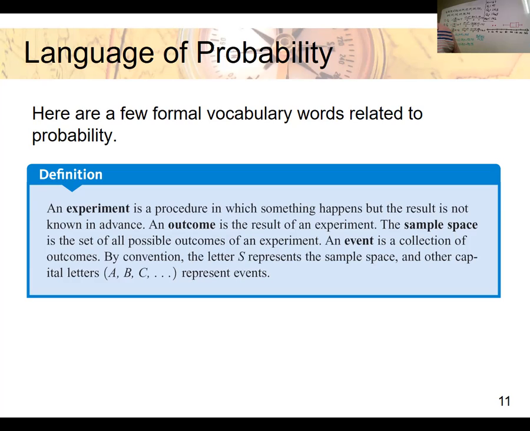Now, the next definition is sample space. That's the list of all possible outcomes from an experiment. So let's say tossing a coin. There are heads and there's tails. Those are all the possible outcomes. Rolling a fair die would be 1, 2, 3, 4, 5, or 6. An event is a collection of outcomes.